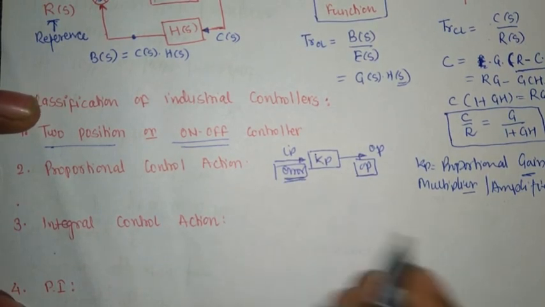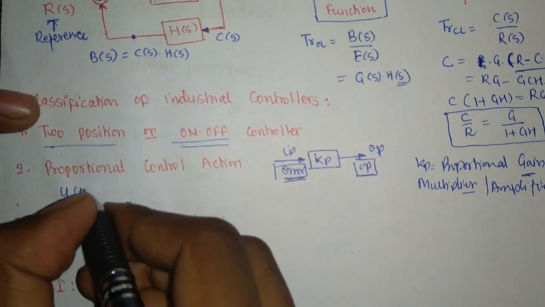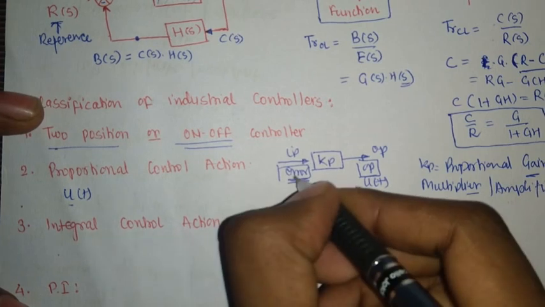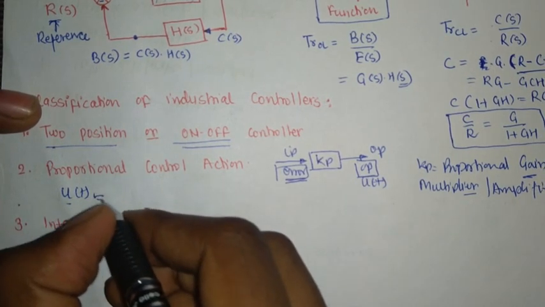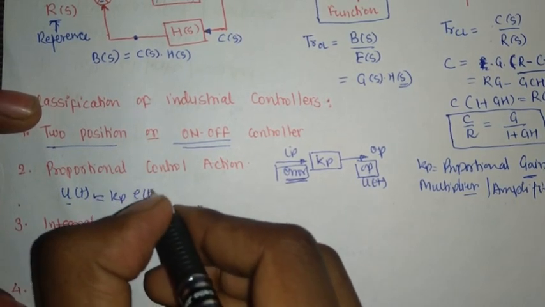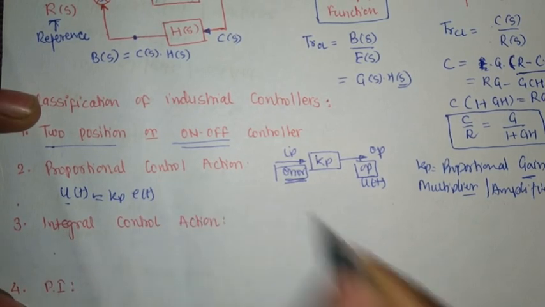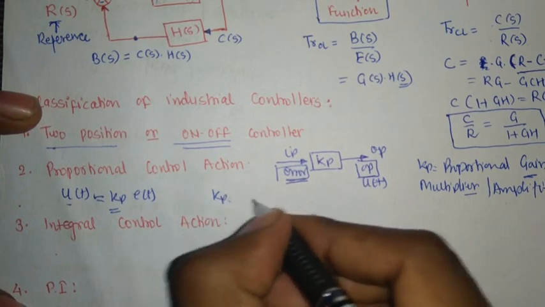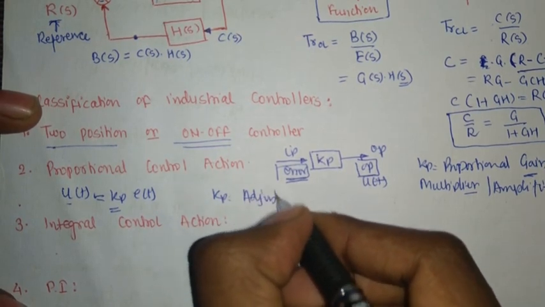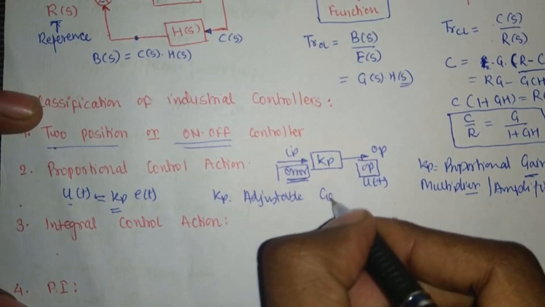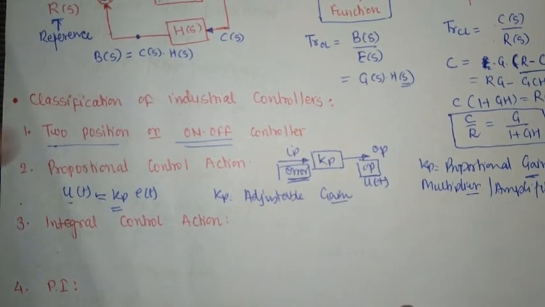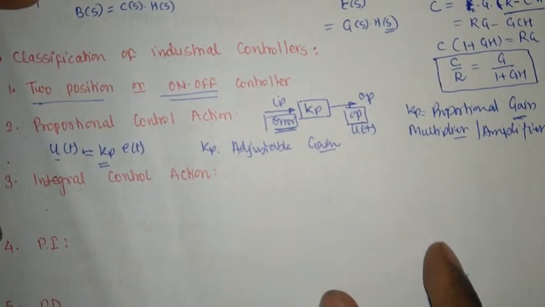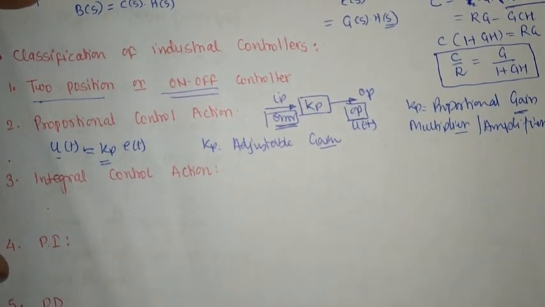So what is the basic property of it? That my output, if I denote that with u(t), u is my output, and e is my error. So u(t) is equal to Kp times my error e(t), and Kp we already know is our adjustable value. So Kp is an adjustable gain. Now this system can also be known as an amplifying system, it can also be known as a multiplying system, and so on. The third type of controllers that we have are known as integral control actions.